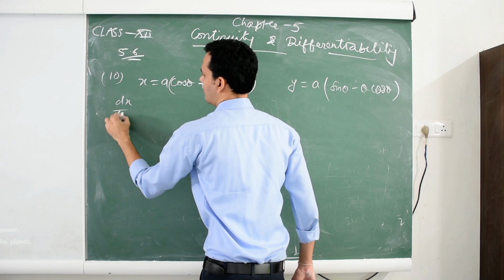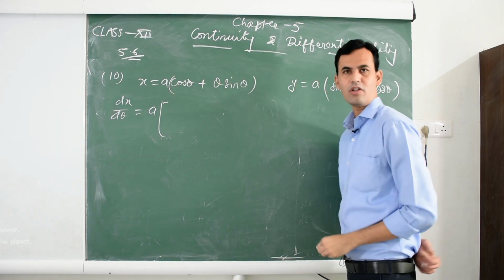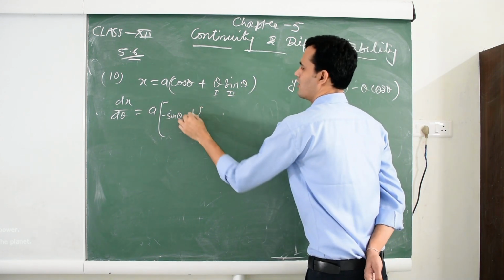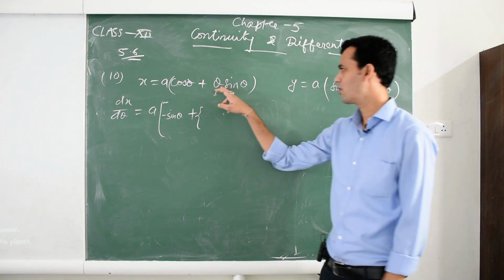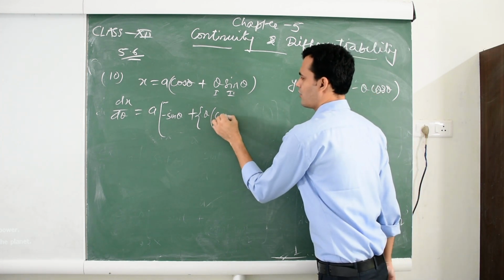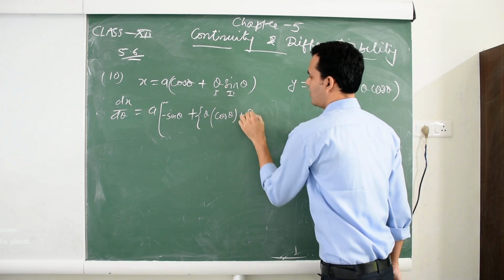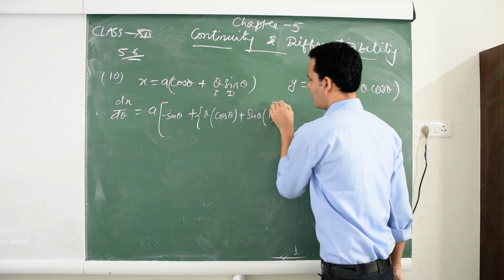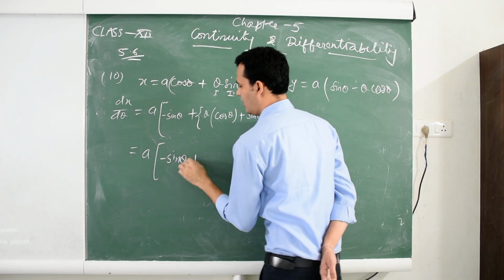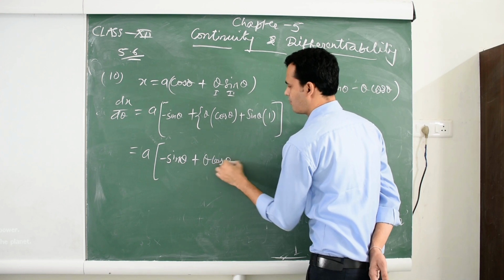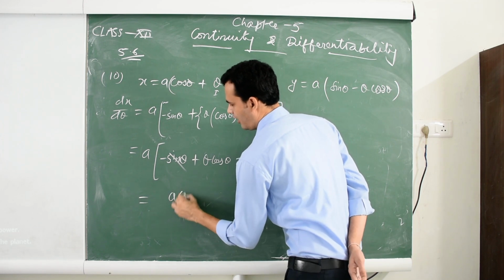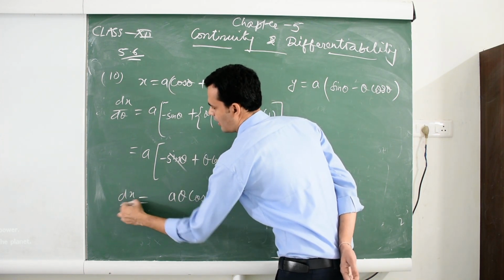So dx by d theta, a as it is, differentiation of cos theta is minus sin theta plus, here we have two functions. So we use product rule, first, second. First, differentiation of second, sin theta, differentiation of sin theta is cos theta, plus second as it is, and differentiation of first is 1. So we get minus sin theta plus theta cos theta plus sin theta. So sin theta cancels, we get a theta cos theta as dx by d theta.